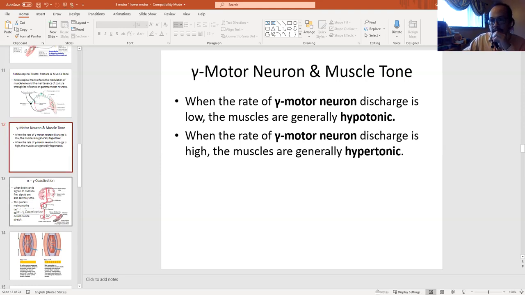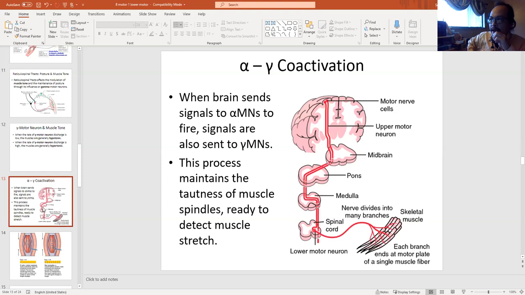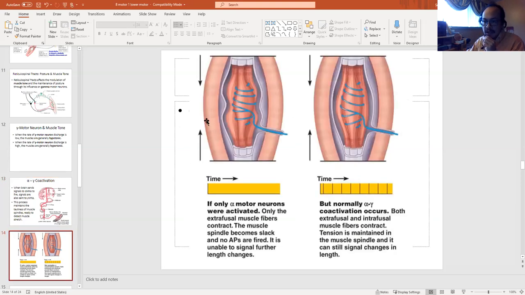A lot of time we need to have the gamma motor neuron function while we conduct any voluntary movement. It's called the alpha gamma co-activation. So any signal sending into the lower motor neuron, if it excited the alpha, it will also excite the gamma. Because if we only excite the alpha, we cause the muscle contraction, but the intrafusal muscle fiber is not the one getting excited. The muscle will become loosened and the tension is lost.